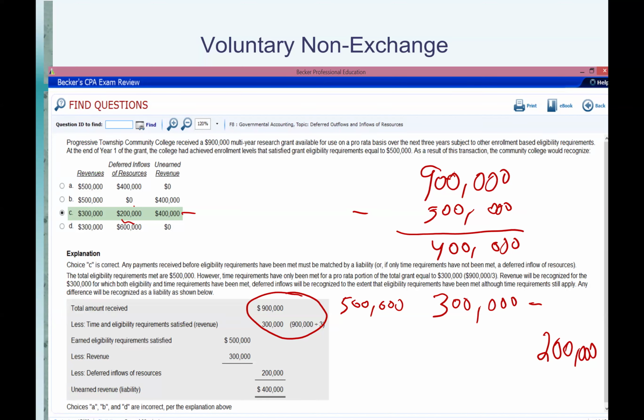Here, eligibility does become relevant, and then we layered a time requirement on top of that. If I simply had to meet enrollment levels and there wasn't any time requirement, then I would have taken that entire 500,000 into revenue. And sometimes that's what happens with these voluntary non-exchange, or even if it's a mandate, if you have to spend the money first, we just jump over deferred inflow and go straight into revenue. Charges for services, pretty much recognize the revenue when the service is provided.